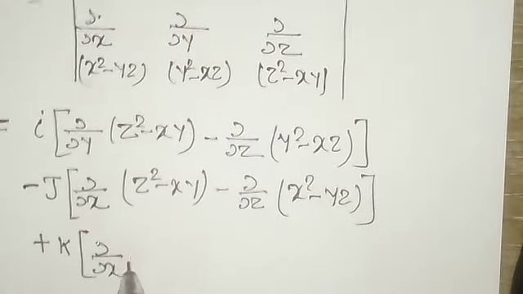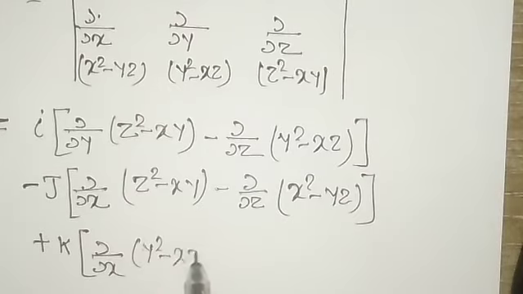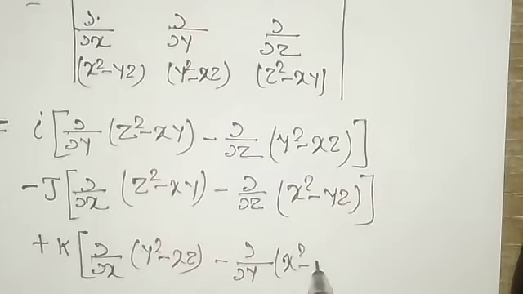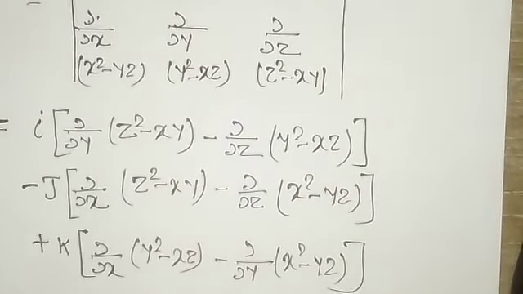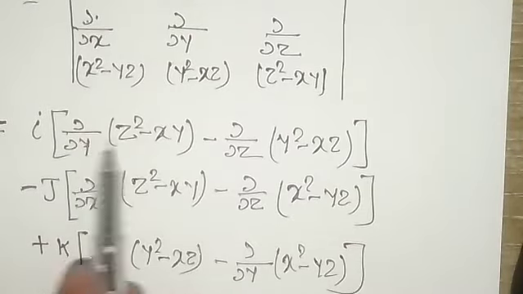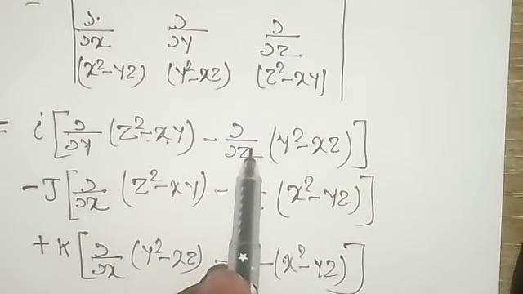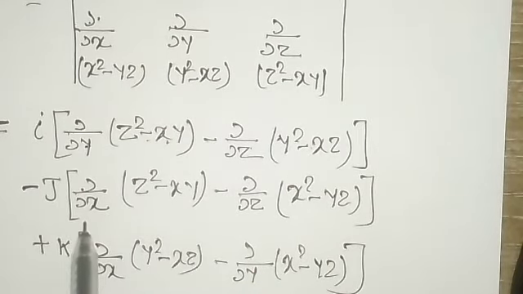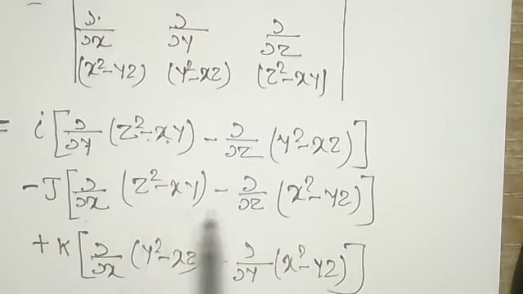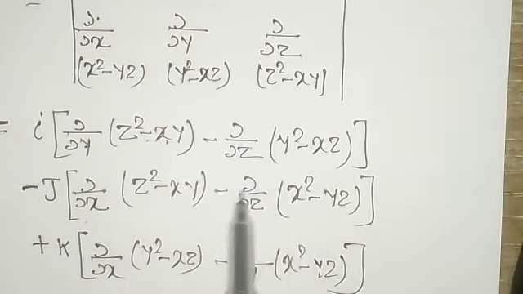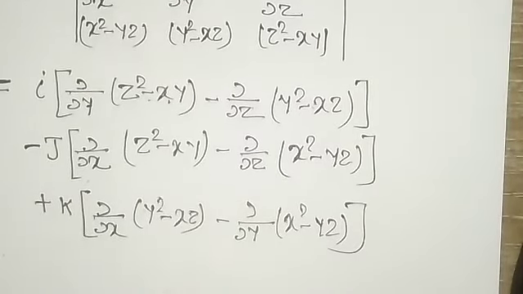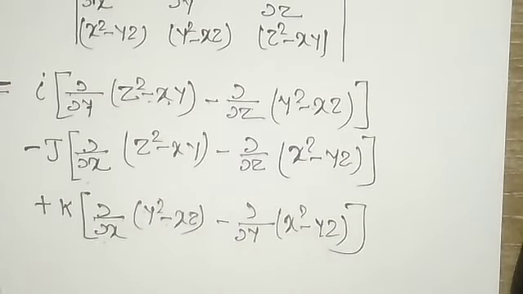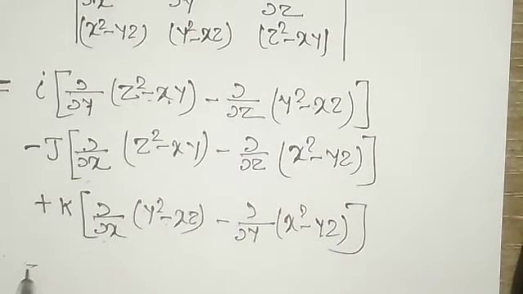∂/∂x of (y² − xz) minus ∂/∂y of (x² − yz). Now partially differentiating with respect to y gives minus x, and with respect to z gives minus x, so minus minus plus x cancels, and this will be 0. Partially differentiating with respect to x gives minus y, and with respect to z gives minus y, so this is 0. Differentiating with respect to x gives minus z, and with respect to y gives minus z, so this is 0. That means curl of F is equal to 0.